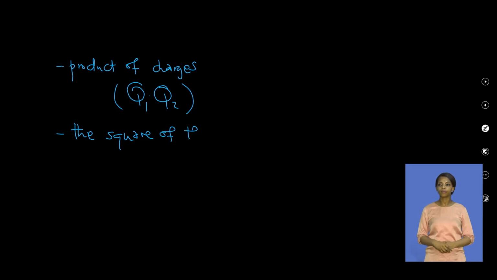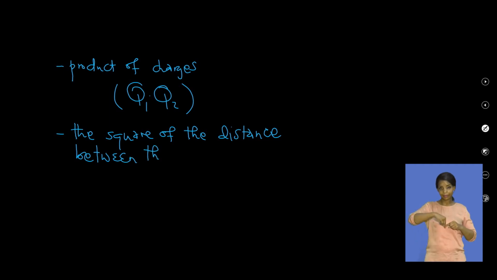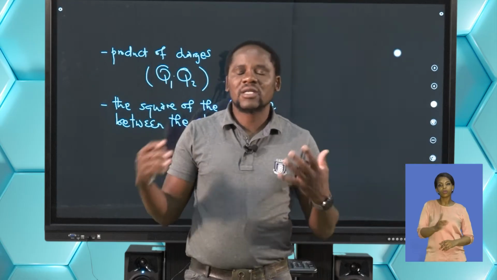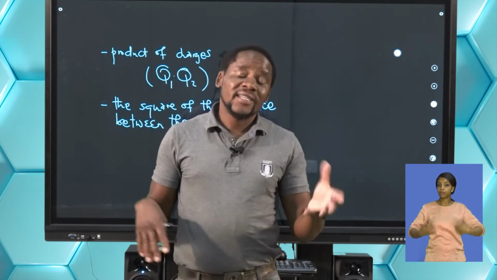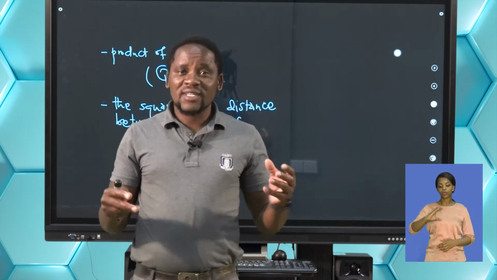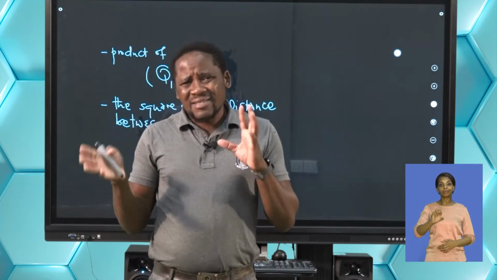Of the distance between any two point charges. So the distance is between the charges. Now, we're also tempted to address something that's very, very critical: the difference between Coulomb's law and the law of universal gravitation. There are some similarities as well as differences.